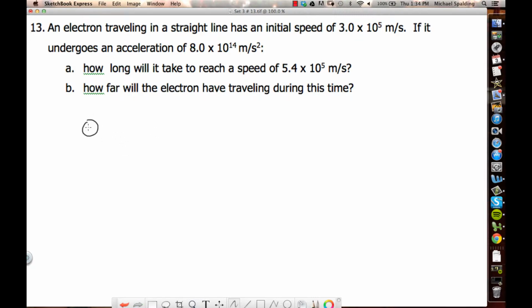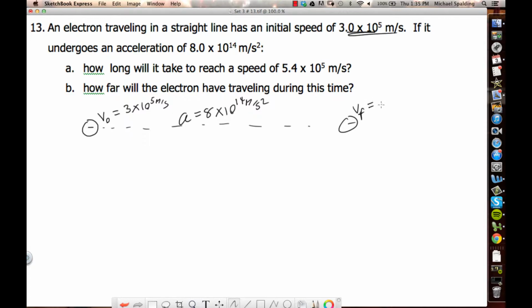So we have an electron. We're given this represents our electron. V initial is 3 times 10 to the 5th. Okay, that's this right here. And it undergoes an acceleration. So this electron goes faster, faster, faster, faster. And then here it is down there. The acceleration is 8 times 10 to the 14 meter per second squared.